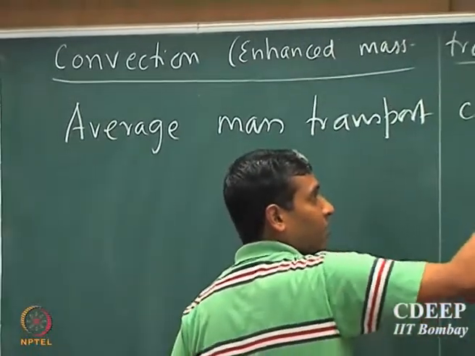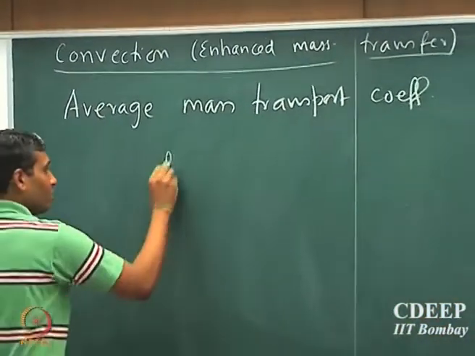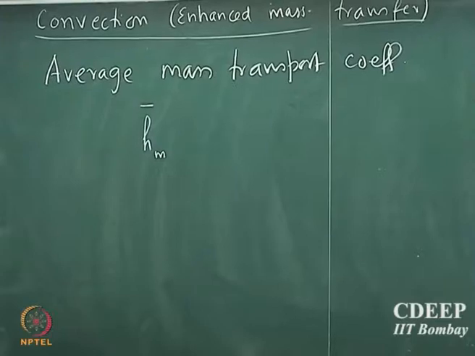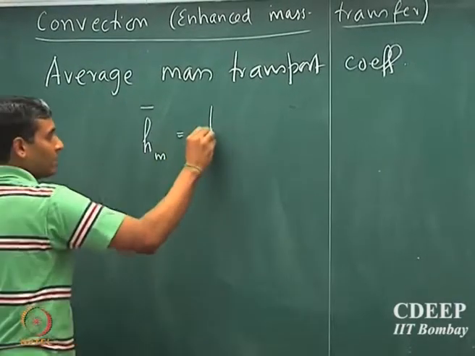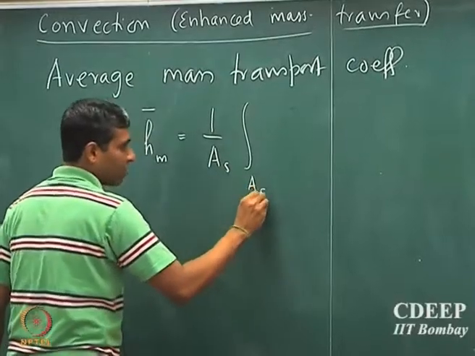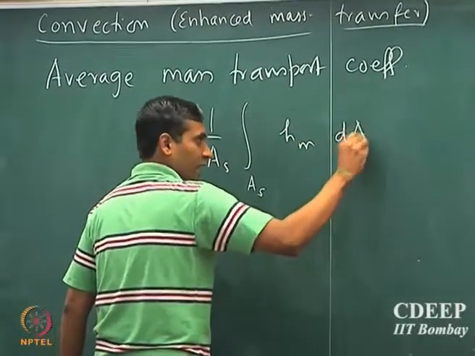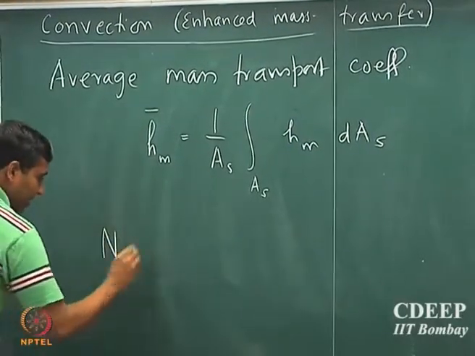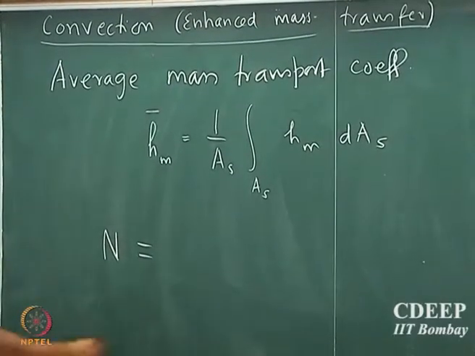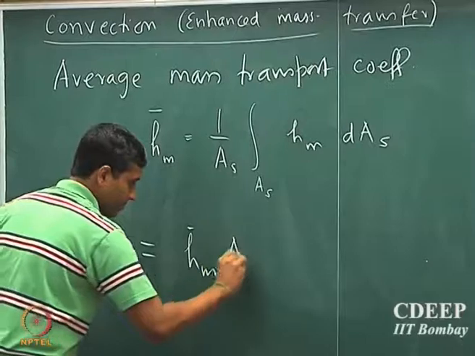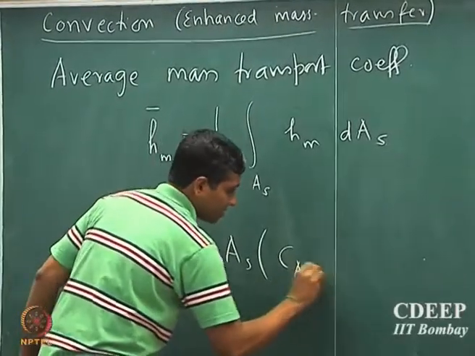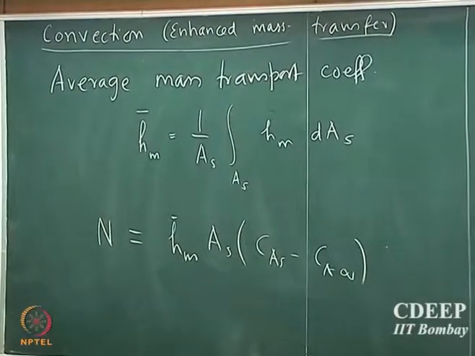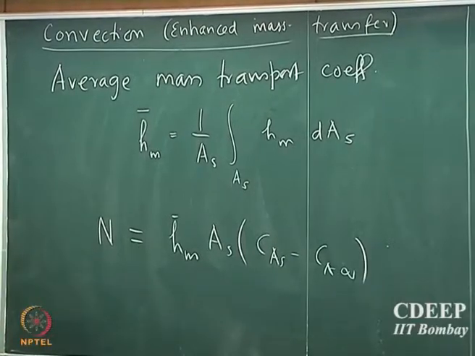You can define an average mass transport coefficient, Hm bar, which is the average mass transport coefficient averaged over the whole surface area. So that will be 1 by As integral over the surface into dAs. So using the average mass transport coefficient, we can now define the net mass transport as Hm bar into As into delta C. Okay, so that's the net mass transport rate based on the average mass transport coefficient.